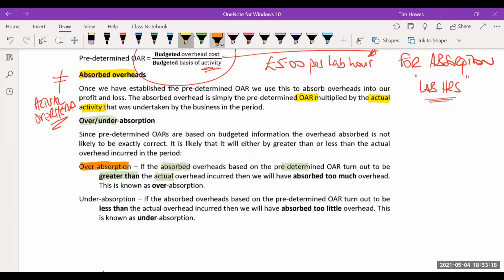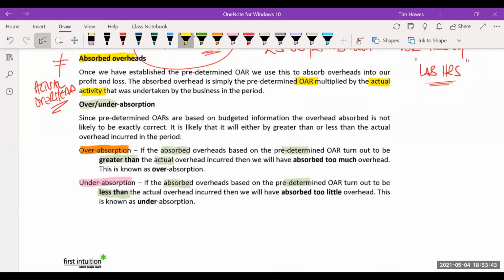Of course, it could be the other way, couldn't it? What they've absorbed, based on the predetermined overhead absorption rate, could be less than the actual amount of overhead incurred. So we've absorbed too little overhead. That's known as under absorption, which again, I don't think we should have too many problems with, whether it's under or over absorbed.